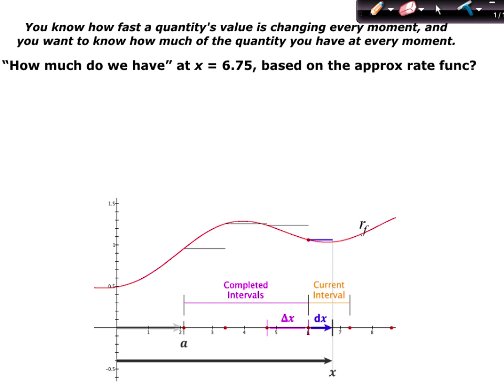function. So now we're using r sub f as the actual rate function, and R, the step function, is the approximate rate function, and we're at x equals 6.75. How much do we have at x equals 6.75? So let's fill in the blanks. R of blank times delta x plus R of blank times delta x. This is just what we did in our homework. So what should this first one be? R of what?